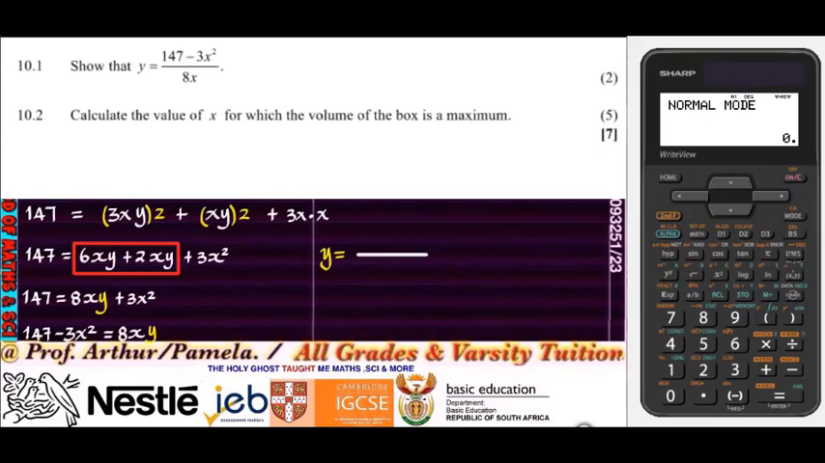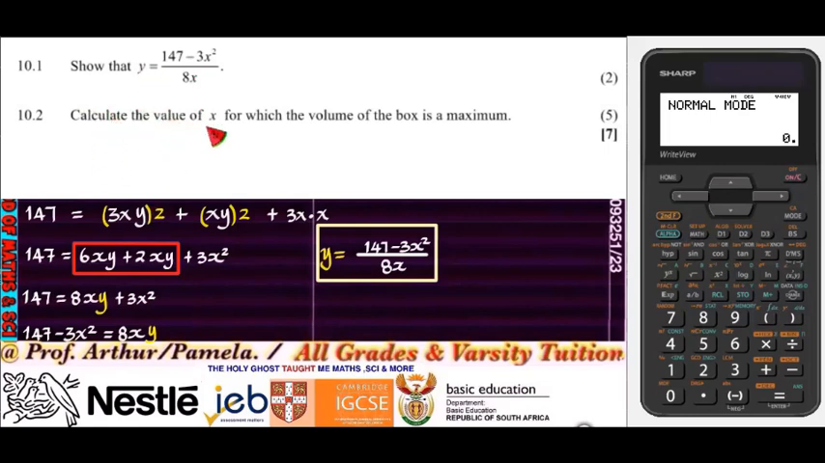It's going to be 147 minus 3x squared divided by 8x. I believe that is exactly what they requested. They say show that y is given by that, which is exactly what they're looking for. There we go.